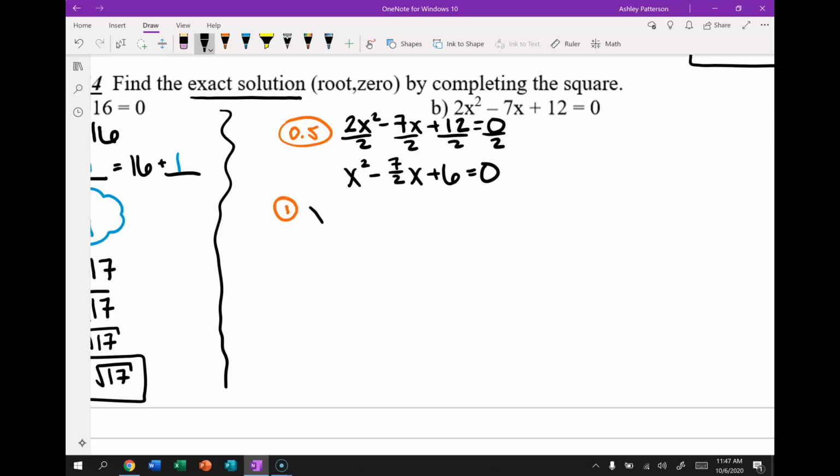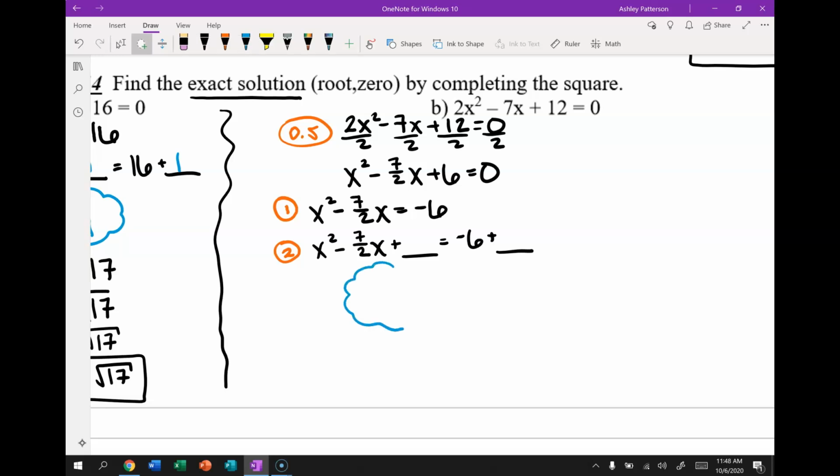So I need to move the c value to the other side because my equation is in standard form. I need to then create a perfect square trinomial. So I have x squared minus 7/2 x plus some number is equal to -6 plus some number. I don't know what that number is quite yet, but I know that if I add it to one side of an equation, I have to add it to the other. Okay, it's a fraction. Don't be afraid, fractions are your friends.